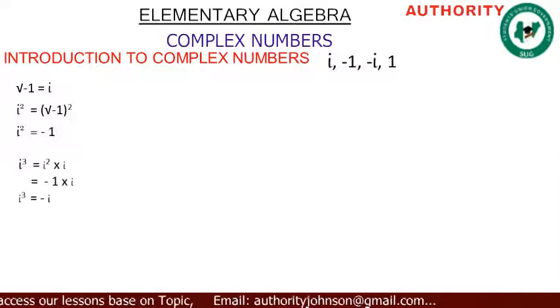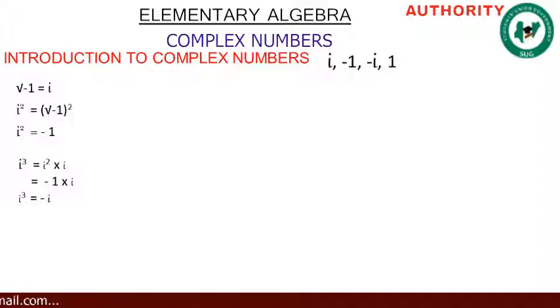Now let me show you more. What of when you have i raised to power 3, or i cubed? What are you going to have? That means you can split this into 2, saying that i raised to power 3 is the same as i raised to power 2 times i. Is that true? Yes. And you know from the above that i raised to power 2 is minus 1, times i. So minus 1 times i is minus i. So i raised to power 3 is minus i.